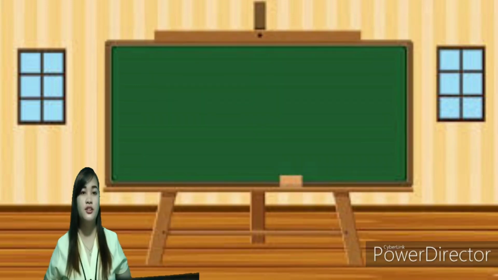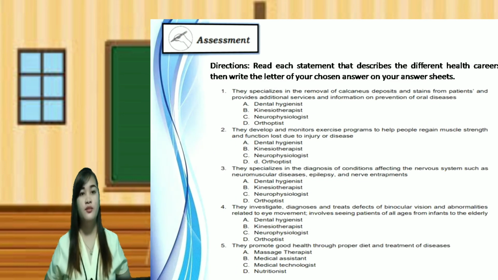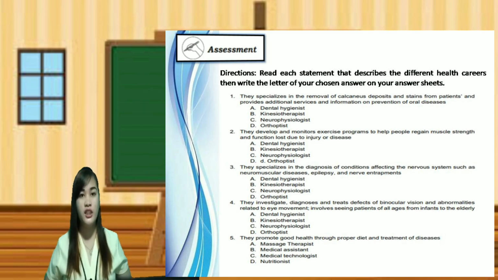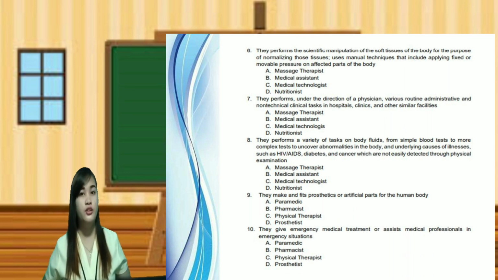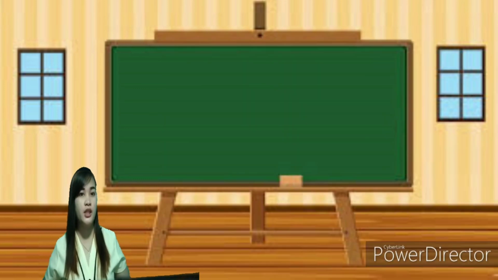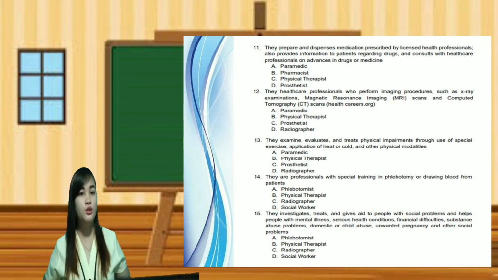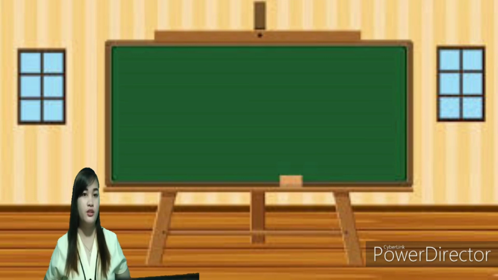Let's try to answer the assessment. Directions: read each statement that describes the different health careers, then write the letter of your chosen answer on your answer sheets. So the assessment has 1 to 15 multiple choices. So you may write the letter of your answer. Letter only.